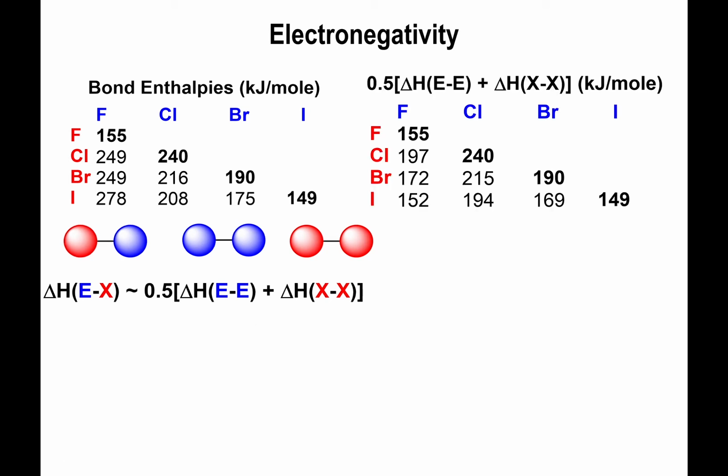And the interesting thing, if you do that, is that you find the value for fluorine with chlorine should be 197. The value for fluorine with bromine should be 172. Those with fluorine and iodine should be 152. And if you compare them to the actual values, these numbers are substantially smaller. For some of them, they're kind of close, like in the case of chlorine with bromine. But with chlorine and iodine, the values are definitely different. So there is a discrepancy.